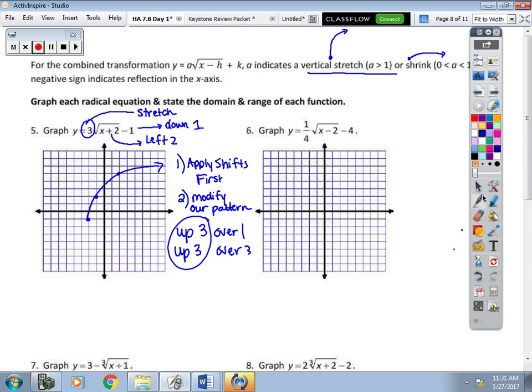All right, now the next one on our notes has a shrink of a factor of 1/4. So again, that's going to change this number. Instead of going up 1 over 1, we're actually going to go up 1/4 and over 1, which is going to be hard to graph, but we're going to do it. And then we have a -2, which is a shift to the right 2, because it's under the radical. And we're also going to go down 4. So for this one, we will go to the right 2, and we'll go down 4.